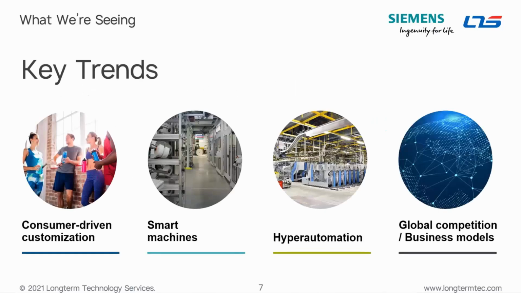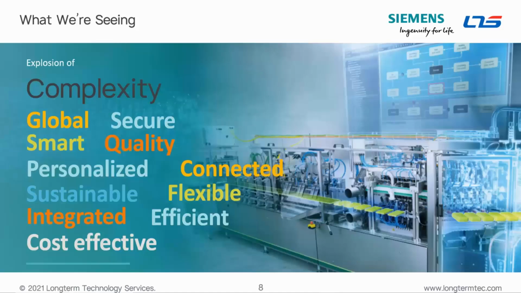So here are some key trends that I like to go over before each webinar, just to help contextualize what you're about to see. As many of you know, there are a number of trends that are forcing companies to become leaner, smarter, and more agile, while somehow increasing the quality of their products. Some of those trends are listed here: consumer-driven customization, smart machines, which is particularly relevant to today's topic, hyper-automation, and global competition. At the end of the day, the easiest way to say it is that customers want it all. They want more personalized, more complex, faster, with higher quality.